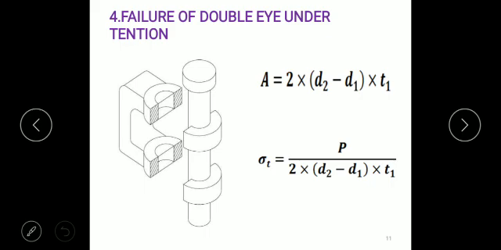Again, when the tensile force is pulled from both the ends, this shaded portion is subjected to the tensile failure. With the dimensions, we have the diameter d2, and d1 is the pin diameter, t is the thickness of this fork, so that is the area resisting in tension. Finally with this equation, either we can calculate sigma t or we can calculate d2, that is the enlarged diameter of the fork or the eye end.